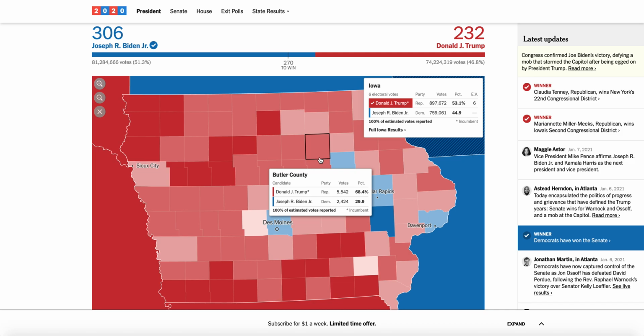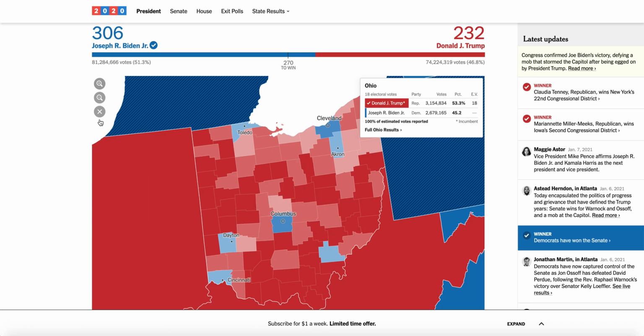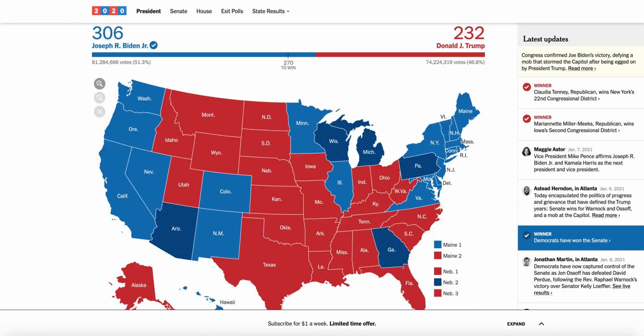Barack Obama had won this state back in 2012 and 2008. Ohio is another state with a very similar story. Joe Biden barely cracked 45%, and Donald Trump actually won by the exact same amount. Iowa decreased by 1 percentage point, still an 8-point victory for Donald Trump.